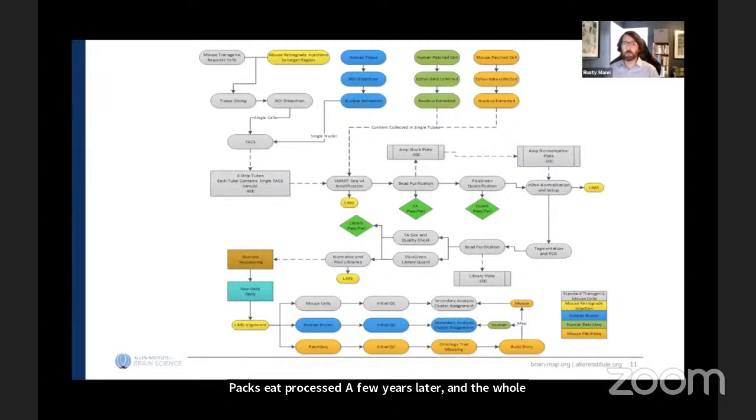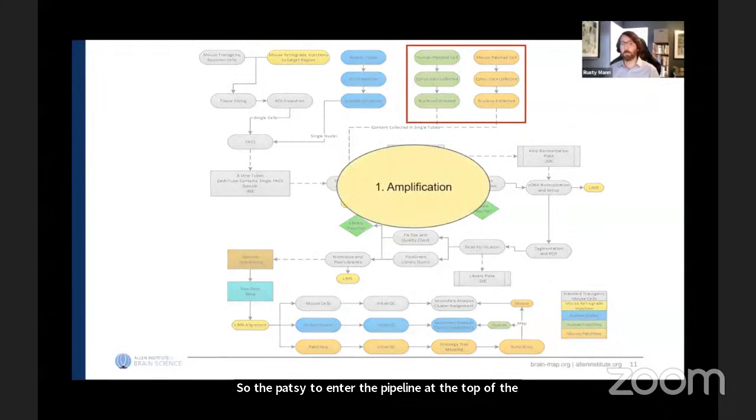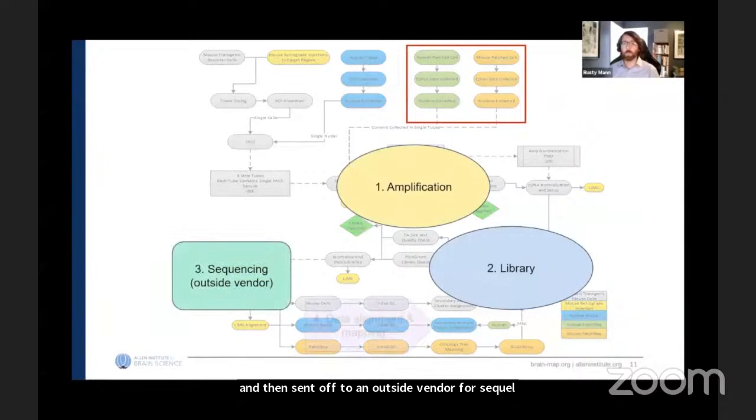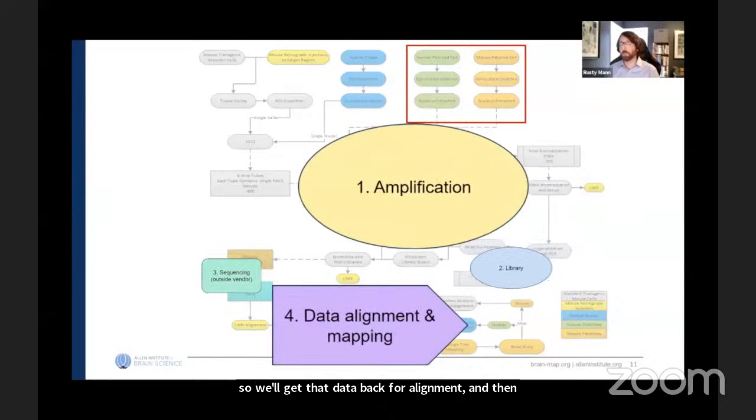So the patch-seq tubes enter the pipeline at the top of the diagram here, highlighted by the box. And the first step is the amplification step, which reverse transcribes mRNA to amplified cDNA, which is then fragmented and barcoded in the library step, and then sent off to an outside vendor for sequencing. So we'll get that data back for alignment and then mapping. Now I'll be focusing on the amplification and mapping steps, as those are the relevant steps that are performed by RAs here at the Institute.